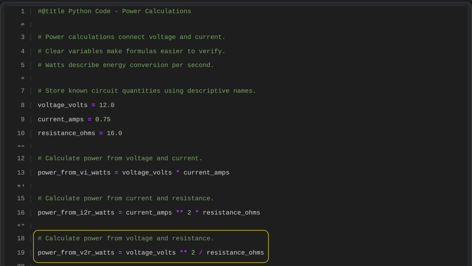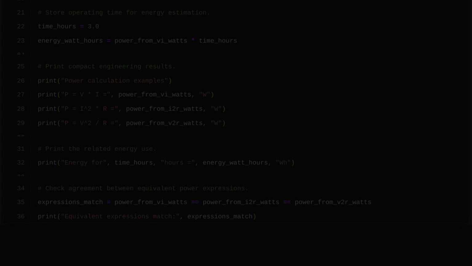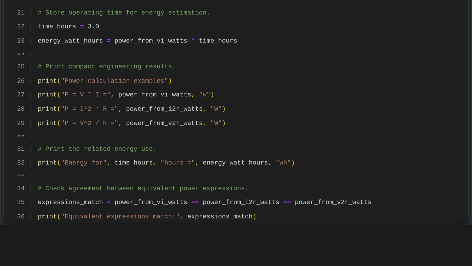To find power from voltage and resistance, square the voltage in volts and divide by the resistance in ohms. The result is the power in watts. Set the operating time to 3 hours, then estimate energy use by multiplying the device's power based on its voltage and current by that time. The result is the total energy consumed over the 3-hour period, measured in watt-hours.